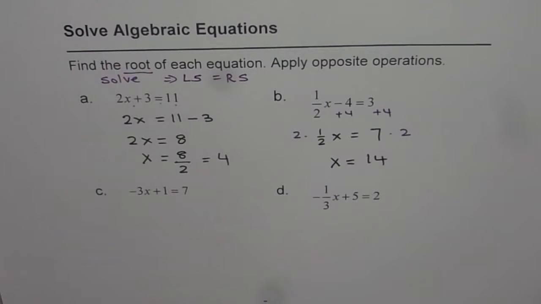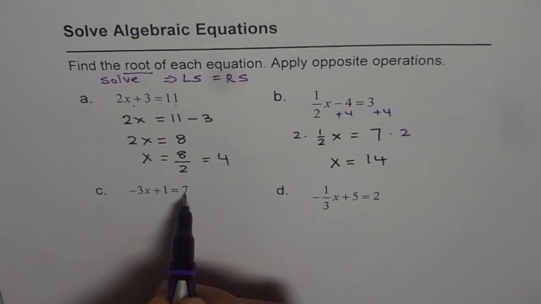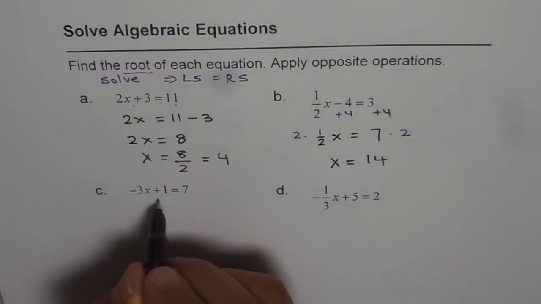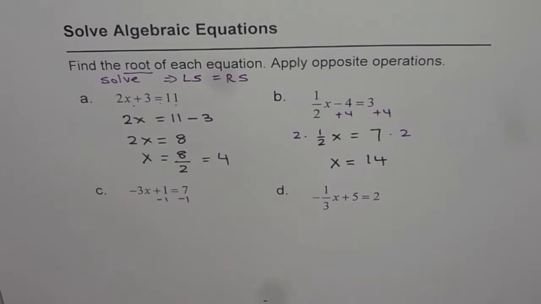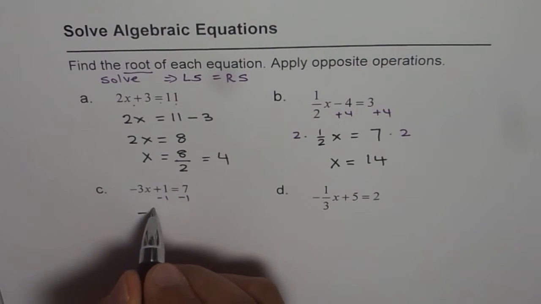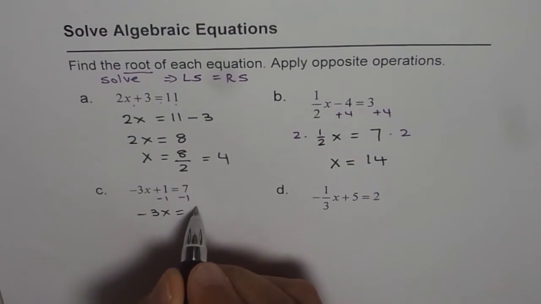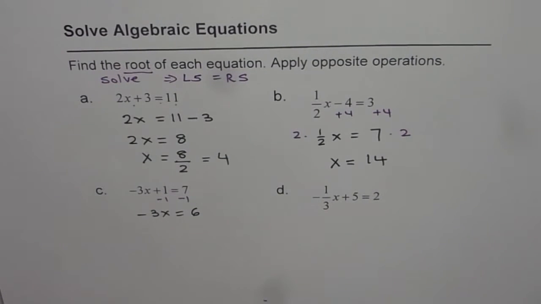Let's practice once more. So in this case, minus 3x plus 1 equals 7. Opposite of plus 1 is minus 1. So we'll take away 1 from both sides. That leaves us with minus 3x equals 7 minus 1, which is 6.